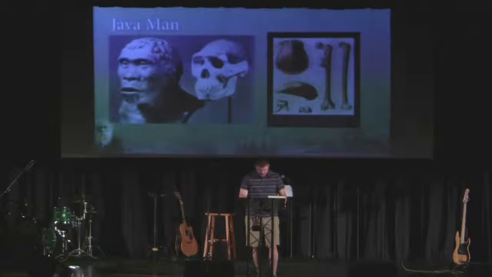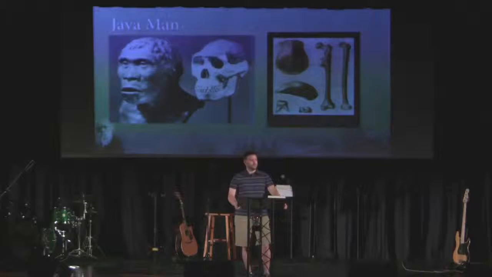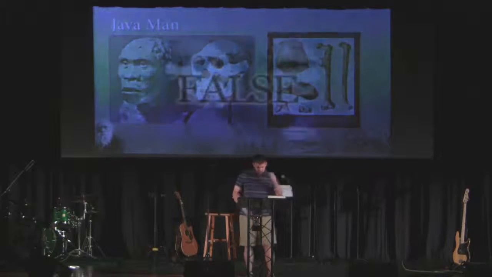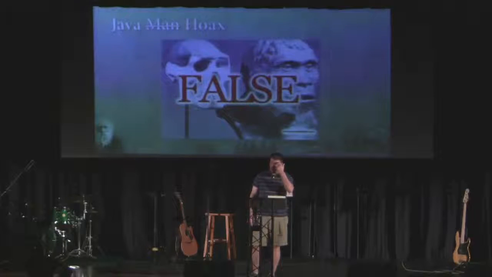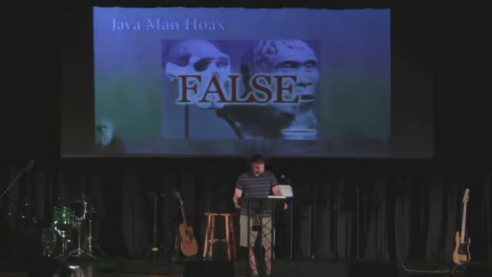Java man. Well, the only thing that was found was a skull cap, 3 teeth and a femur. That's it. The discoverer later admitted that he had combined a human skull with parts of a femoral bone of a giant gibbon, which is a kind of monkey. A fraud, a fake. Still taught, still used in the argument against us.